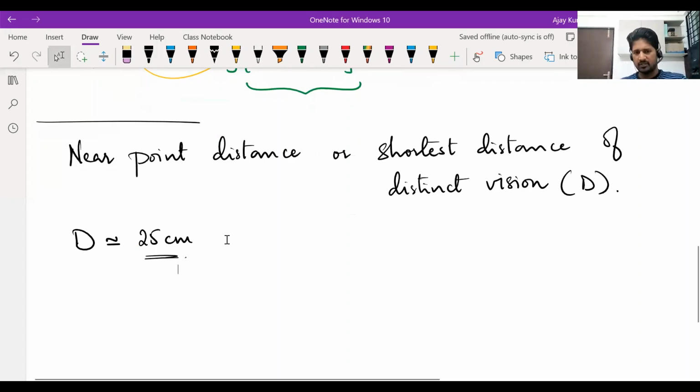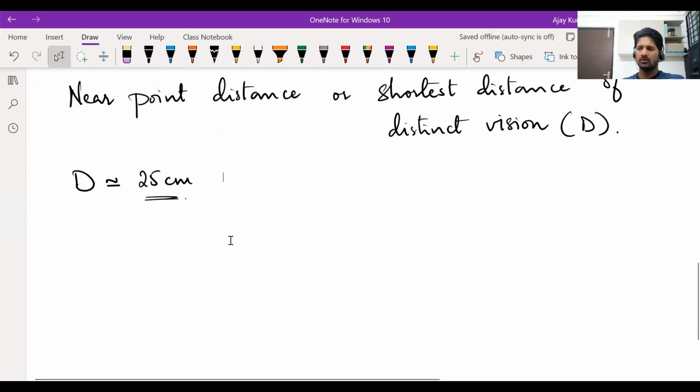For some people, it may be even shorter. They may be able to clearly see objects which are much closer than 25 centimeters. Some people won't be able to see clearly even at a distance of 25. Their shortest distance of distinct vision can be more than 25 also. On average, it is 25. And if you are asked any questions based on vision, you have to assume that D is 25 unless otherwise specified in the question. So only objects which are at a distance of 25 centimeters in front of the eye or farther can be seen clearly by the average person.